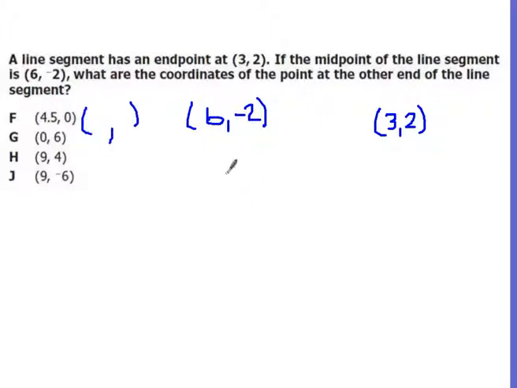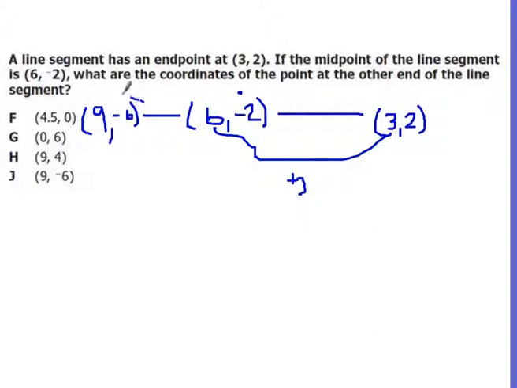Think of this: if this is a midpoint, then the distance from here to here is going to be the same as from here to here. So let's just count. To get from 3 to 6, how much would you add? You would add 3. So I'm going to add 3 more. 6 plus 3 is 9. Do the same thing for the y's. How would you get from 2 to -2? You would subtract 4. So I'm going to subtract 4 more to get -6. And then you can always check your work. We could go ahead and do the midpoint formula with our two endpoints and make sure we get this.